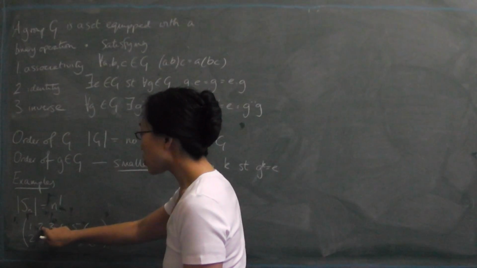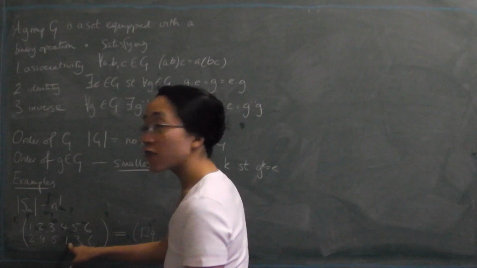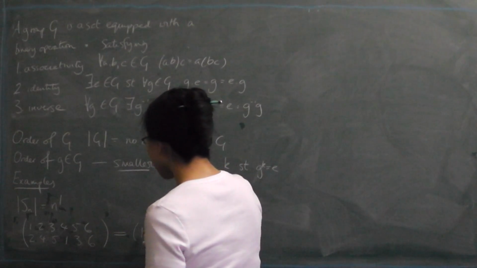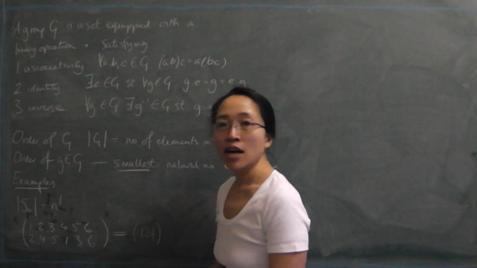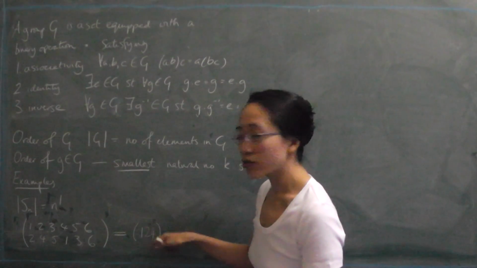And then where does 2 go? 2 goes to 4. And then where does 4 go? 4 goes to 1. Oh, it goes back to 1 again. So this is a cycle, and we close it off. Because remember, when you put the brackets around it, that means you go round and round this loop.